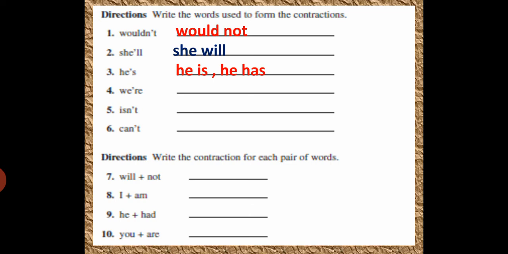Number 4, we're, so it will be we are. Number 5, isn't, so it's gonna be is not. Can't, it will be cannot. Directions and the last exercise. Write the contraction for each pair of words. Number 7, will plus not, the contraction will be won't. I plus am, it's gonna be I'm. He plus had, it's gonna be he'd. Number 10 and the last one, you are, it's gonna be you're.